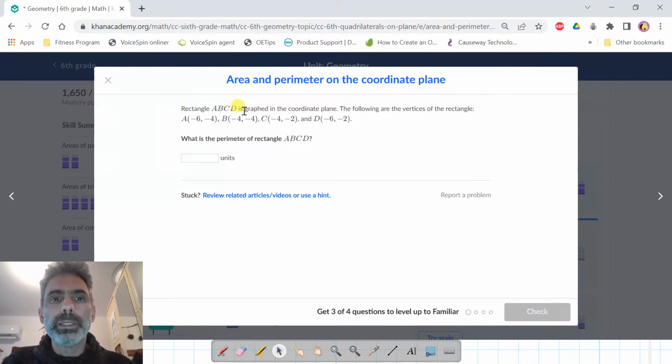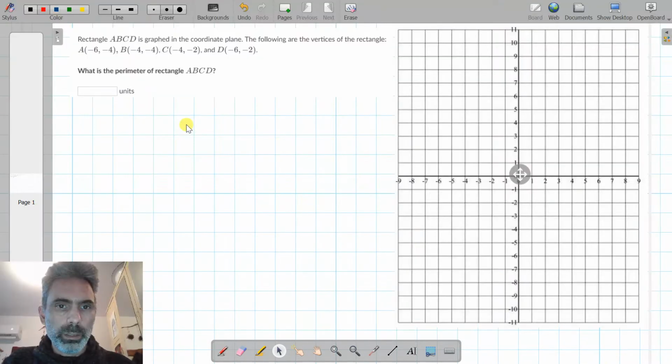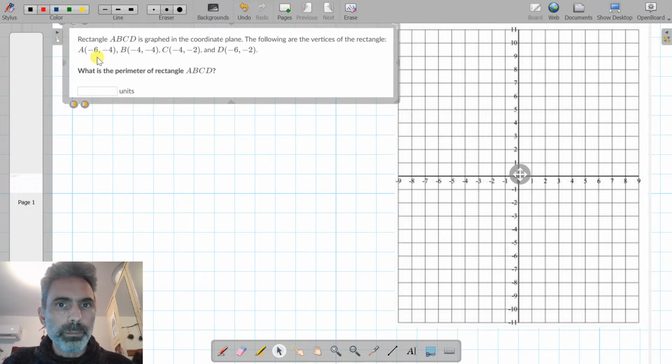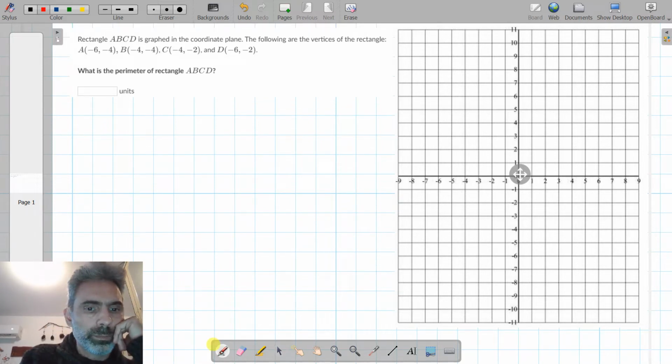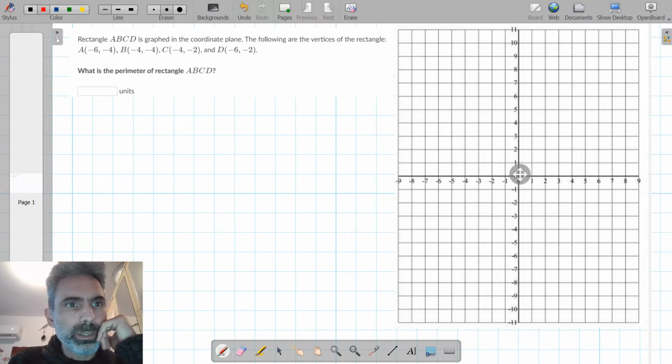Rectangle ABCD is graphed in the coordinate plane. The following are the vertices of the rectangle. So I have copied the vertices to the board, and now I'm going to create the rectangle. So the first point is -6, -4.